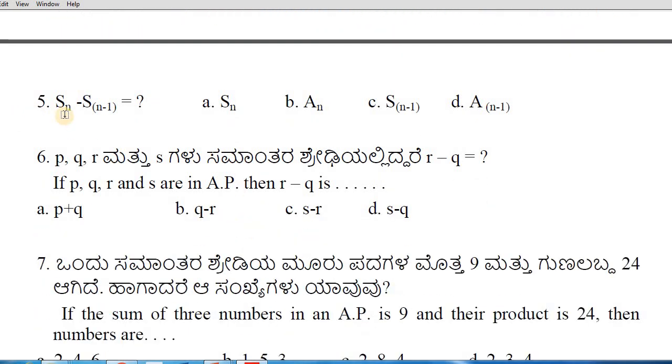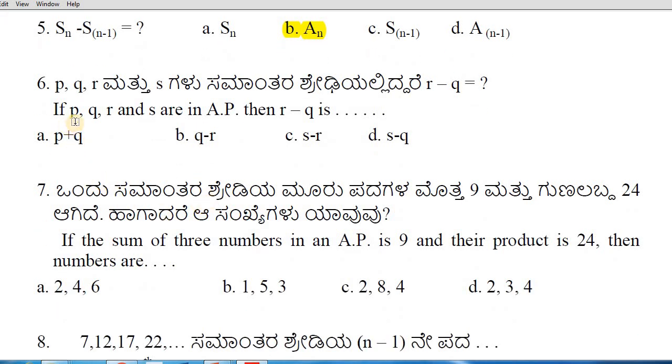Question number 5. Sn minus Sn minus 1 is equal to question mark. Children, there was a question on this formula in model paper 2. So this is a formula from the arithmetic progression chapter. So Sn minus Sn minus 1 is equal to question mark. Options are Sn, An, Sn minus 1, A n minus 1. Here the correct answer is B, An.